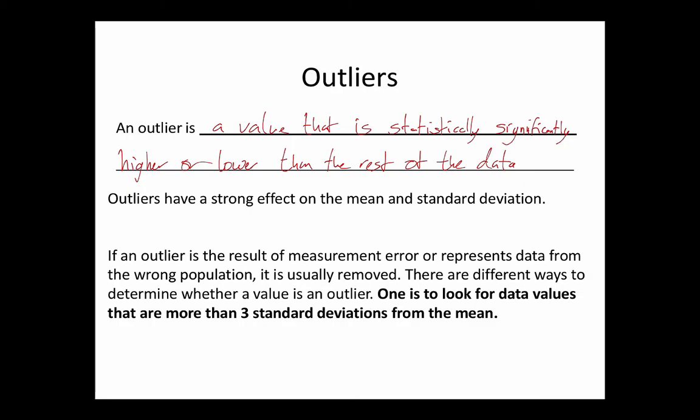Now, if an outlier is the result of measurement error or represents data from the wrong population, we usually just take it out. There are different ways to determine what value is an outlier. One way to look at it, which we're going to start with here, is to identify values that are more than 3 standard deviations from the mean. We're going to hammer that out in detail on this next example. So more than 3 standard deviations of the mean.